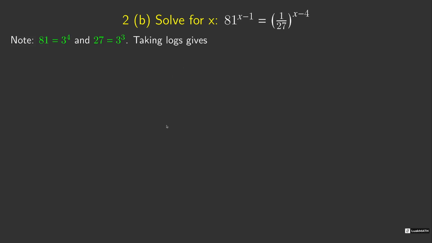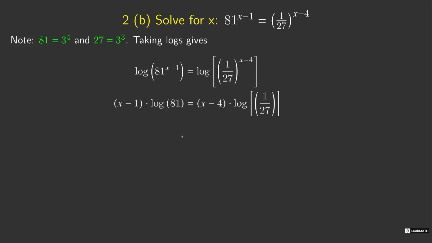Okay, the very last problem, we have 81 raised to x minus 1 equals 1 over 27 raised to x minus 4. And I also showed you that you can write 81 as 3 raised to 4, and then 27 you can write as 3 cubed. Now if we take logs of this, this is what we get. So logs, I didn't do anything, just taking logs. And then we can now use the power rule.